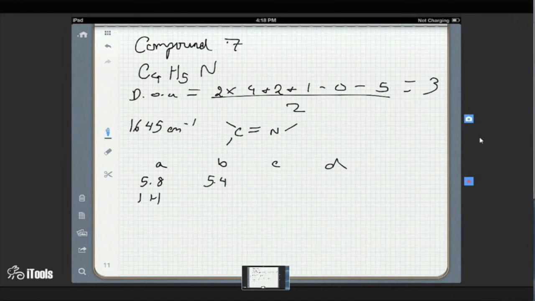Doublets. I'm going to give you guys a hint on this one. Where do triple bonds absorb in the IR? Just below 2200.